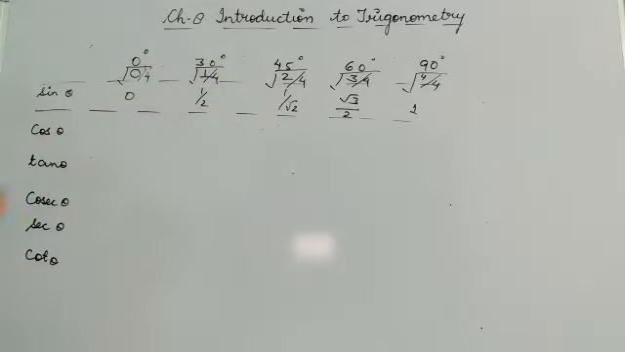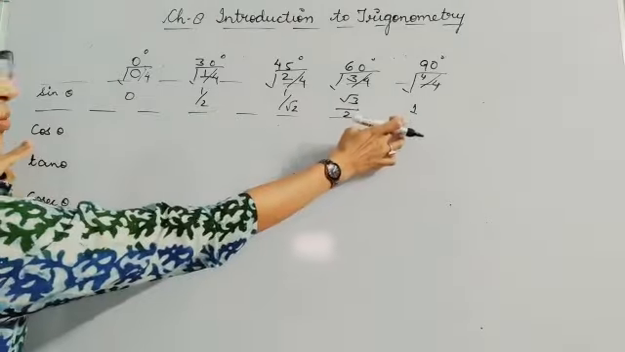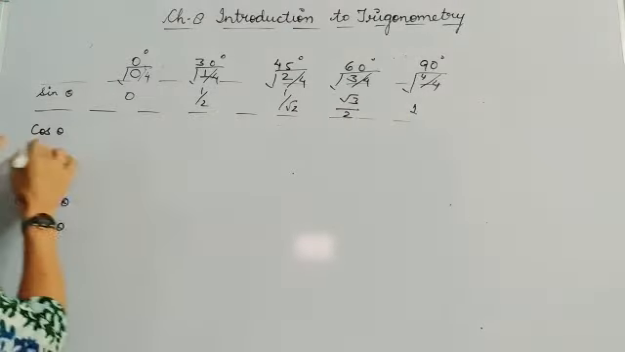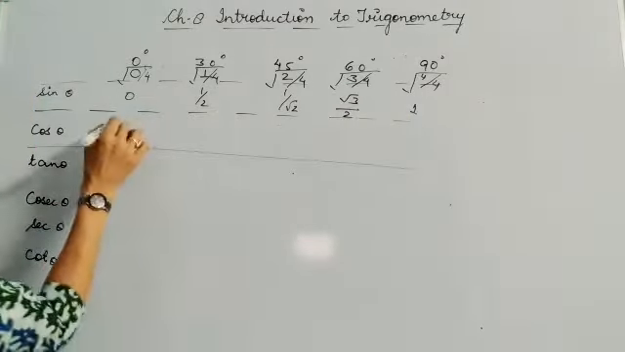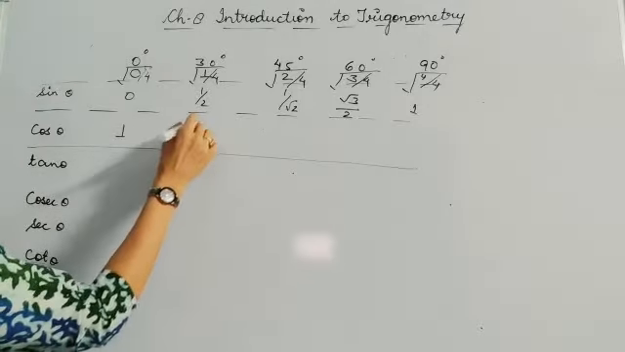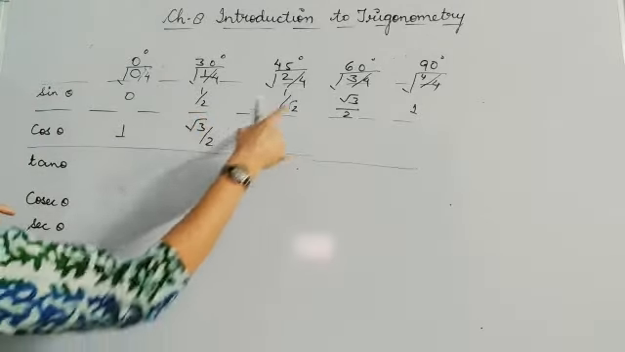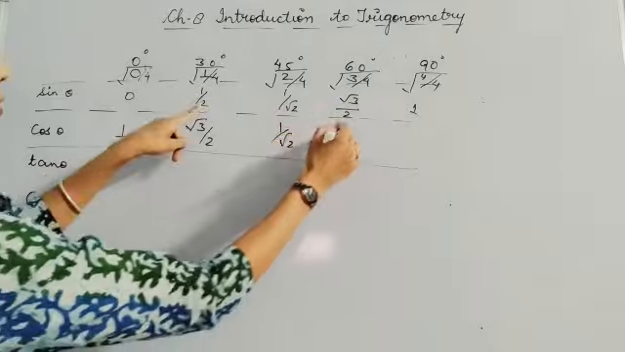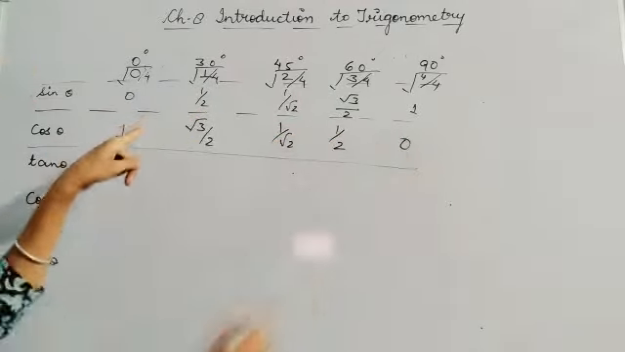Alright, now just by using this sine theta table, I can frame the complete table. Now for cos theta, start from the end and then write these numbers over here. So here you will be writing 1, then root 3 by 2, then 1 by root 2, then 1 by 2 and then 0.